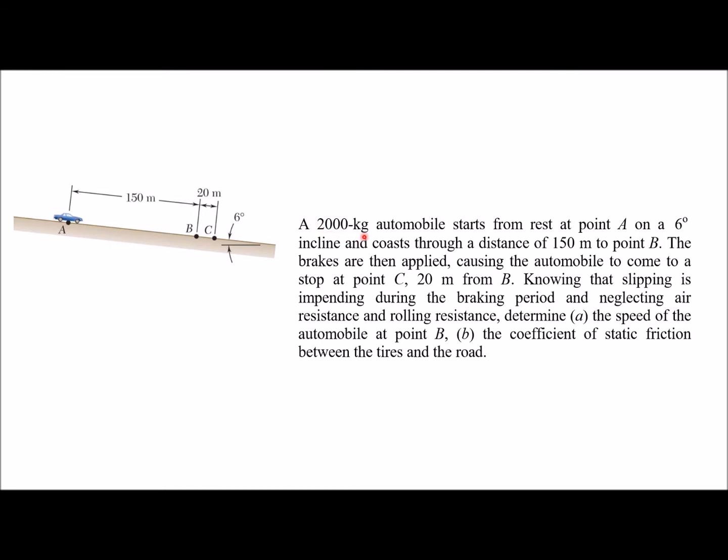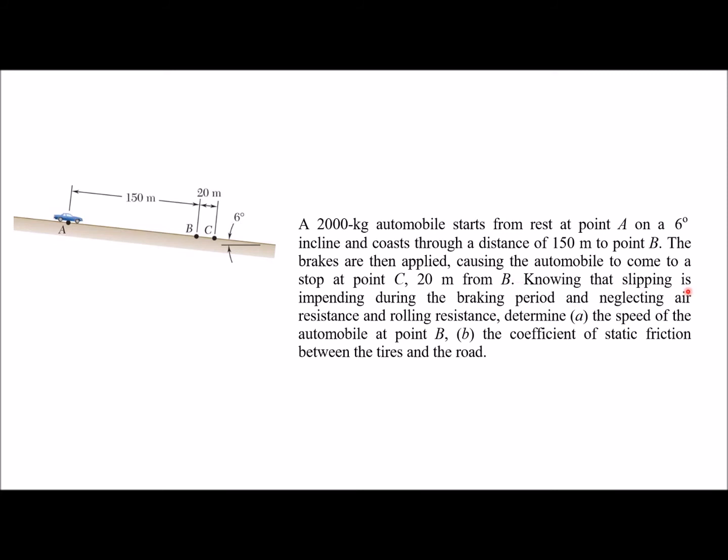What we have is a 2,000 kilogram car that starts from rest at point A, with a 0 kinetic energy, on a 6% incline. It coasts through a distance of 150 meters to point B. Starts from rest and gravity pulls it down. It's faster at point B, just coasting. The brakes are then applied, causing the car to stop at point C. So we start from rest, gravity pulls us down, we go faster, and then at B they hit the brakes and stop at C.